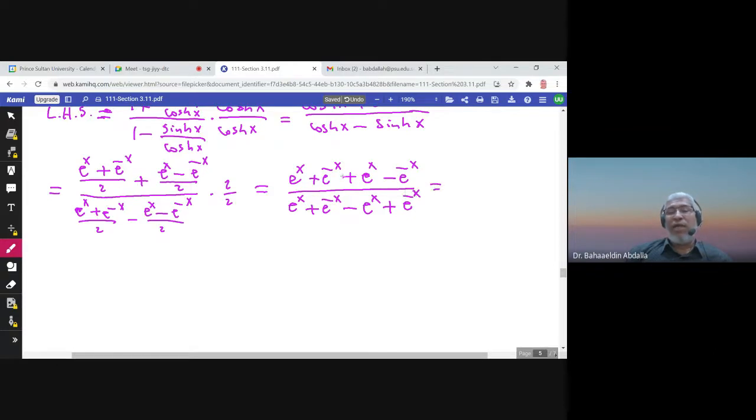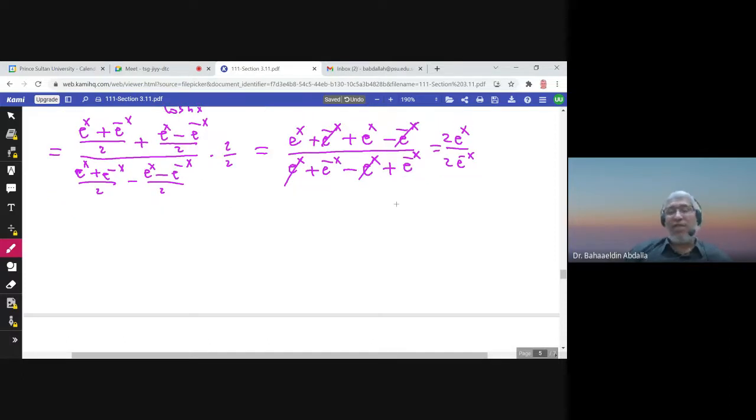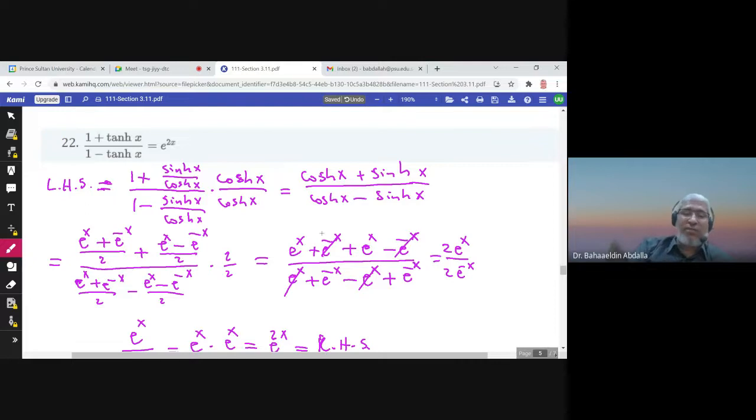And now this cancels with this, and this cancels with this. So I'll have 2 times e to the power x over 2 times e to the power negative x. 2 cancels with 2, and I'll have e^x over e to the power negative x. You can add the powers, subtract the powers, or you can bring e to the power negative x up, so it would be e to the power x, and if you add them, you get e to the power 2x, and this is exactly the right hand side.